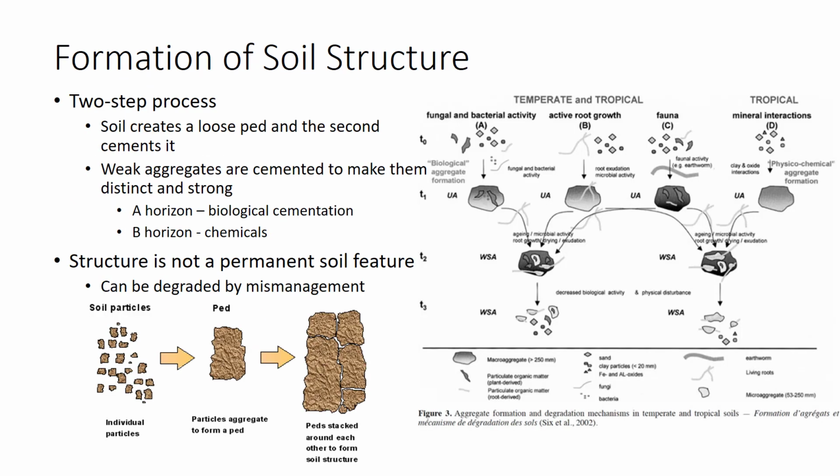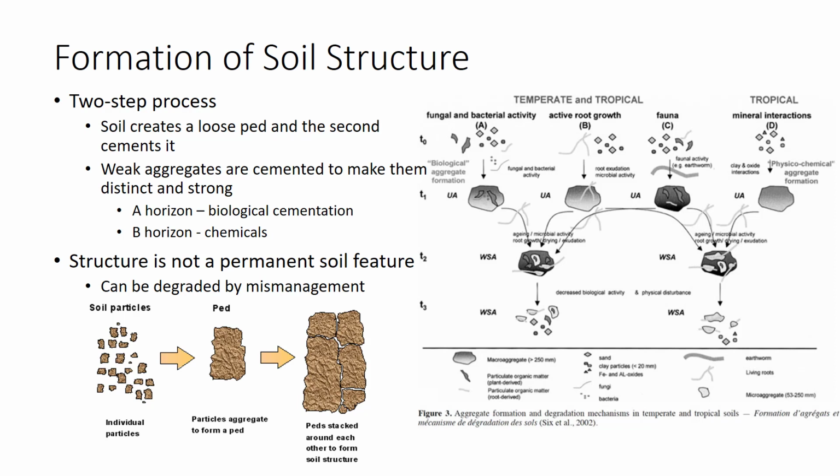Soil structure forms through a two-step process. The first creates a loose ped, and the second cements it. First, a clump of soil particles sticks loosely together to form a loose aggregate that is weak and easily crushed. This is usually by a process of localized compression. Second, weak aggregates are cemented to make them distinct and strong.